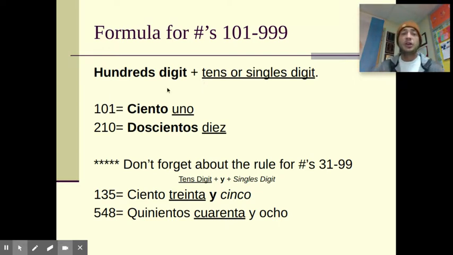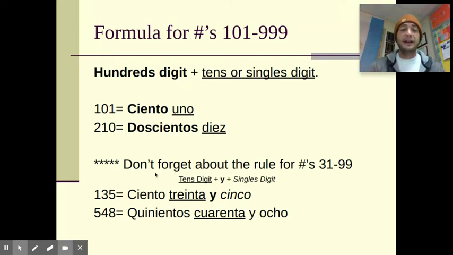All right. So if we're doing 101, in English we would say one hundred and one, but in Spanish it is just ciento uno, without the word and in there. Notice how in the formula it's just plus the tens or the singles digit. All right. So for 101, it's just ciento uno. As we move to 210, it becomes doscientos diez. You don't need to say and, it's just doscientos diez, and that's it. All right, and that's kind of the base. All right, so when we're in the tens or the singles digits, but then here is when you'll see that rule from the numbers 31 through 99 come back into play.